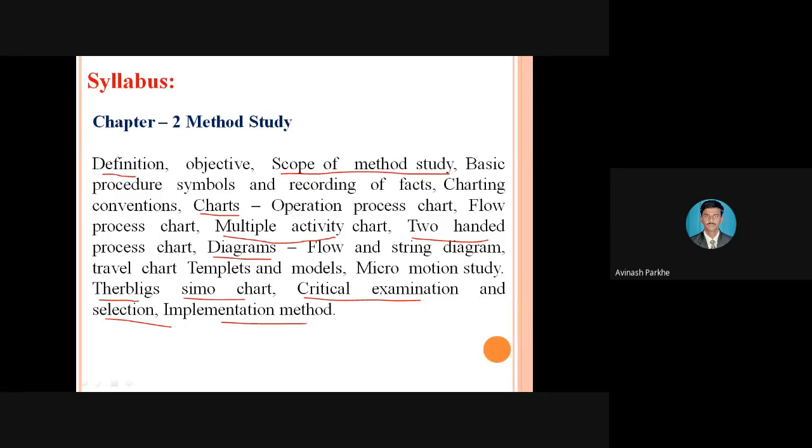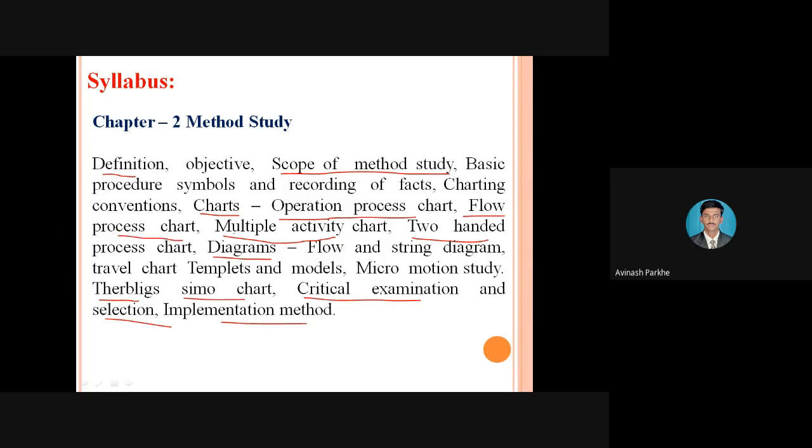Whatever movement is taking place by the man, by the machine, by the material, all those movements are represented in the form of recording techniques or in the form of some standard symbols. And each and every chart, each and every diagram, each and every study has a different meaning. If you take an example, the operation chart has some disadvantages, therefore the second chart, the flow process chart, was developed.